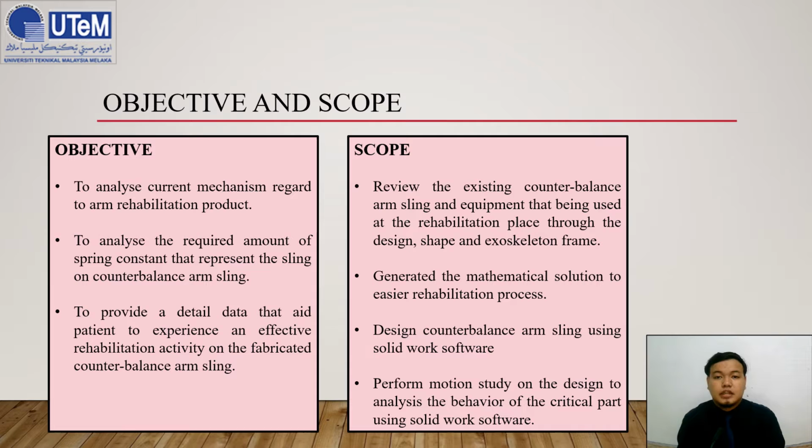fabricated counterbalance arm sling. For the scope, the first one is reviewing the existing counterbalance arm sling and equipment that is used at the rehabilitation place, through the design, shape, and exoskeleton frame. Second, generate the mathematical solution to make the rehabilitation process easier. The third one is to design the counterbalance arm sling using SolidWorks software. The last one is to perform motion study analysis on the design for the behavior of the critical parts using the SolidWorks software.